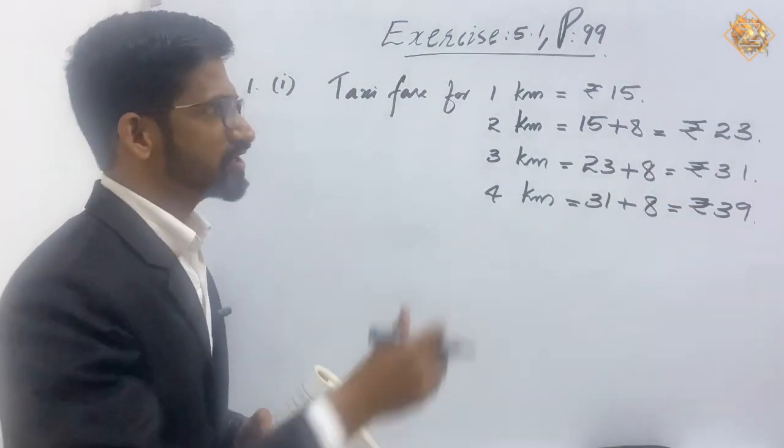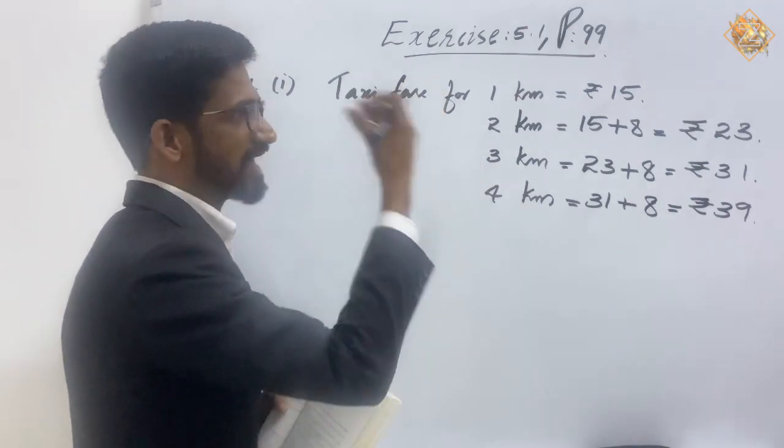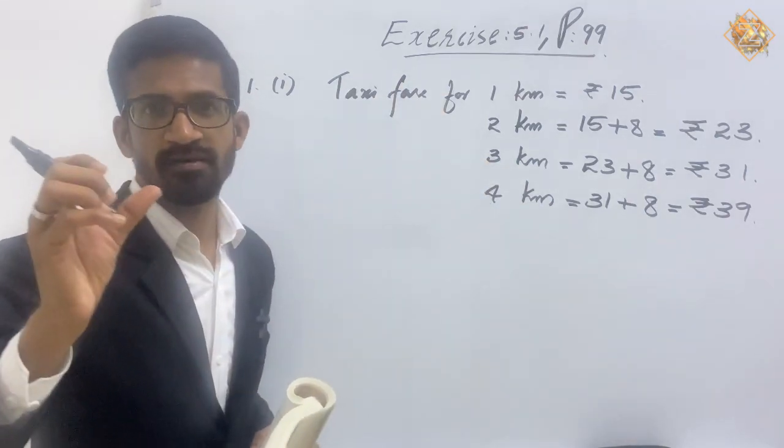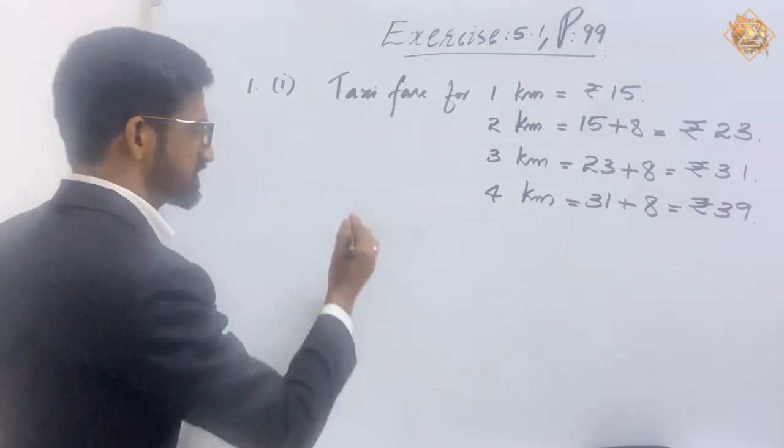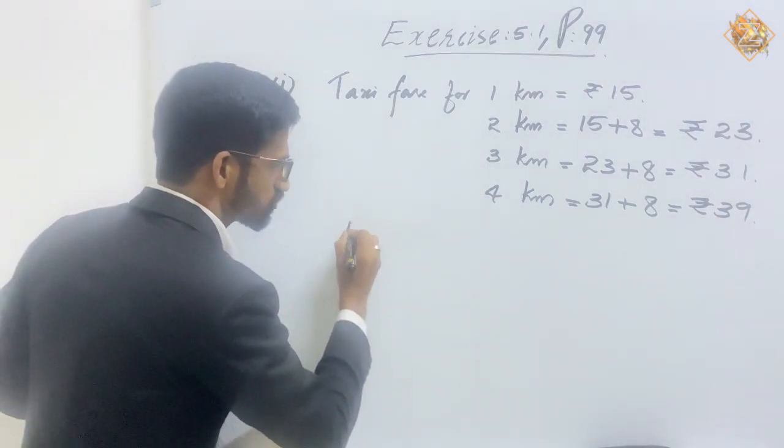Now we need to check whether this taxi fare forms an AP or not. For that, we'll just check and write. For the first 1 kilometer, it is rupees 15.